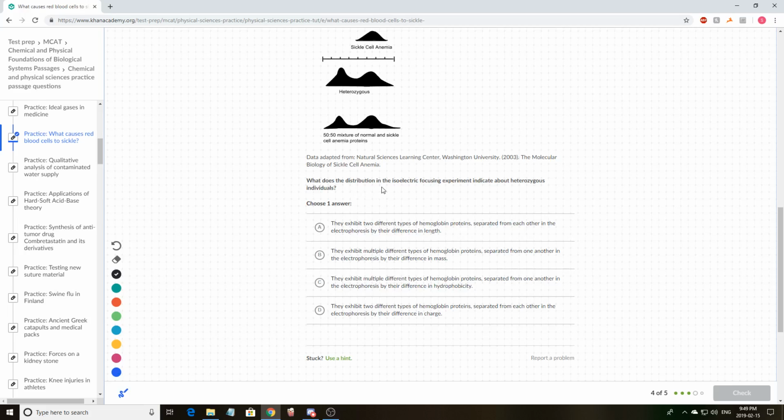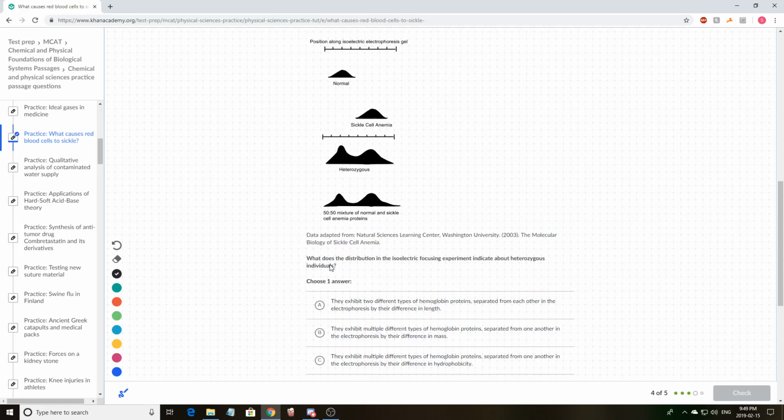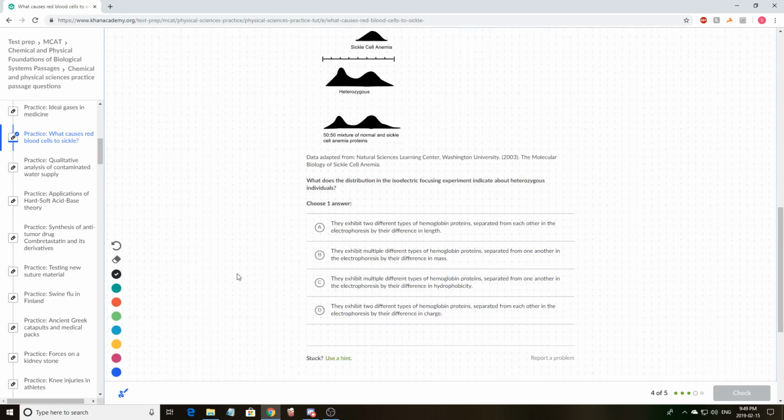What does the distribution in the isoelectric focusing experiment indicate about heterozygous individuals? Well, as I mentioned when I was explaining the passage, heterozygous individuals seem to experience a peak at both the normal and sickle cell variant, meaning they exhibit parts of both with regards to their polarity and their isoelectric distribution.